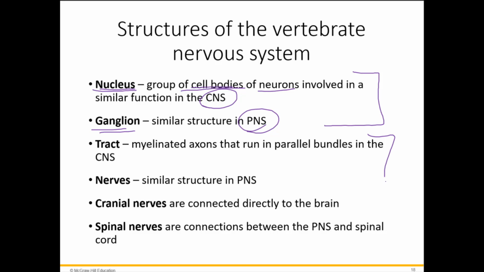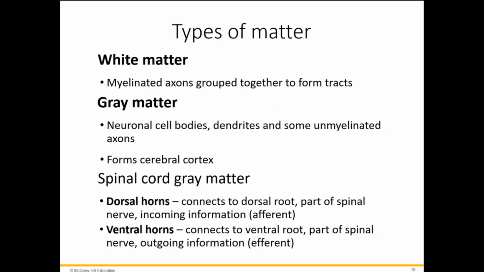And then these two terms are related as well. The myelinated axons in the central nervous system, we call that a tract. So in the brain and the spinal cord, it's a tract. And when it's in the peripheral nervous system, we call it a nerve. And then the cranial and the spinal nerves are connected in the way that they are nerves, but the nerves that are connected to the brain are cranial nerves, and the spinal nerves are the connection between the peripheral nervous system and the spinal cord. So they are coming out of the spinal cord, and so the name makes a lot of sense.